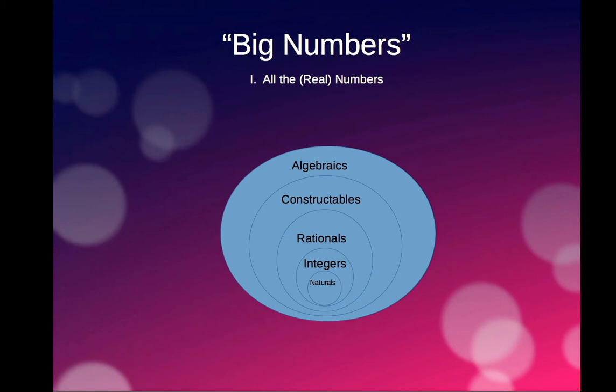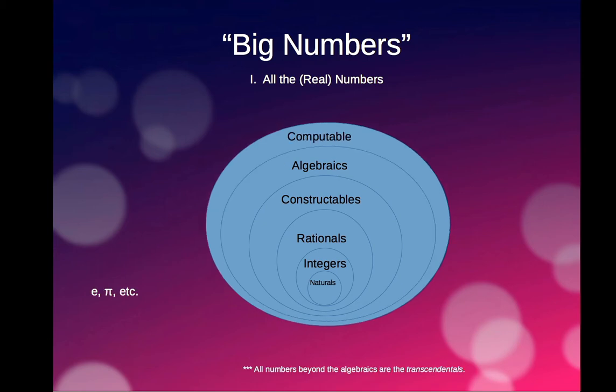And then outside of that, we'll go to the next category, which is computable numbers. Outside of the algebraics, outside of this ring here, all of these numbers are no longer algebraic. That is to say, you can't find them as a solution to an algebraic equation.